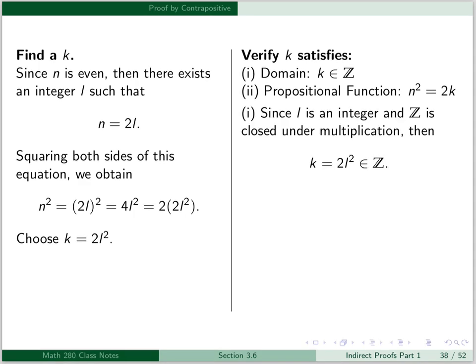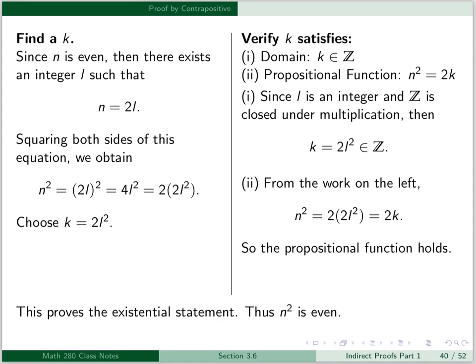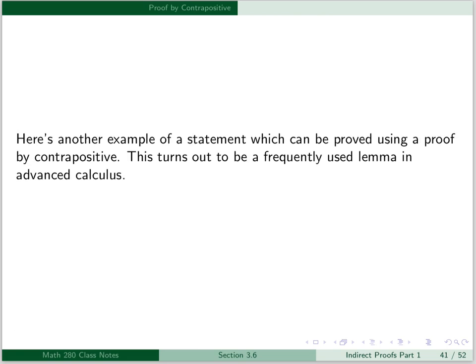Since l is an integer and Z is closed under multiplication, then as usual, we obtain k equal to 2l squared is an integer. And from the work on the left, we have n squared is equal to 2 times the quantity 2l squared, which is equal to 2k, so the propositional function holds. So this proves our existential statement, and so thus n squared is even. This proves the contrapositive statement, so we can then conclude that the original statement is true.